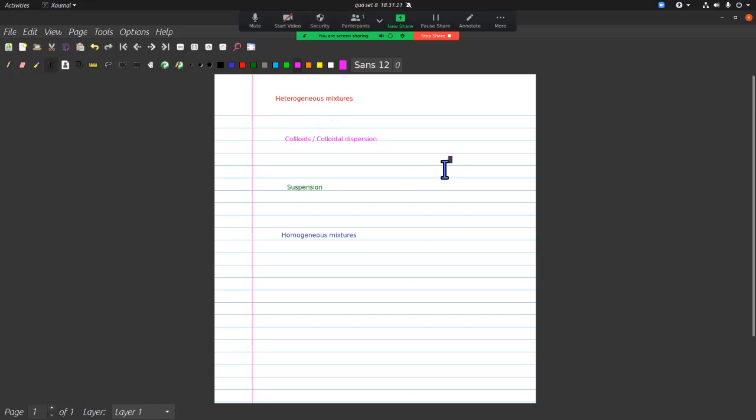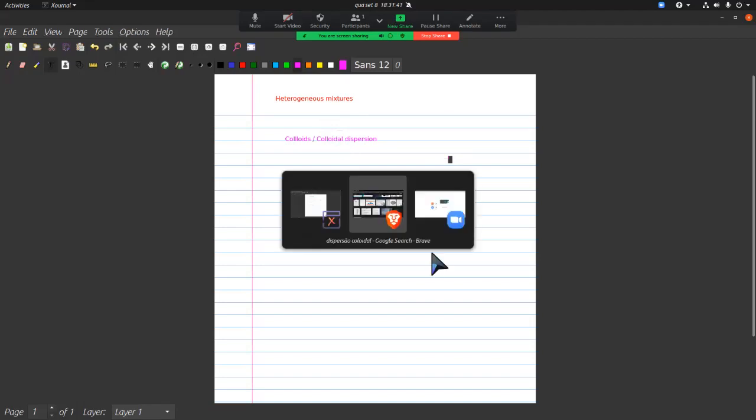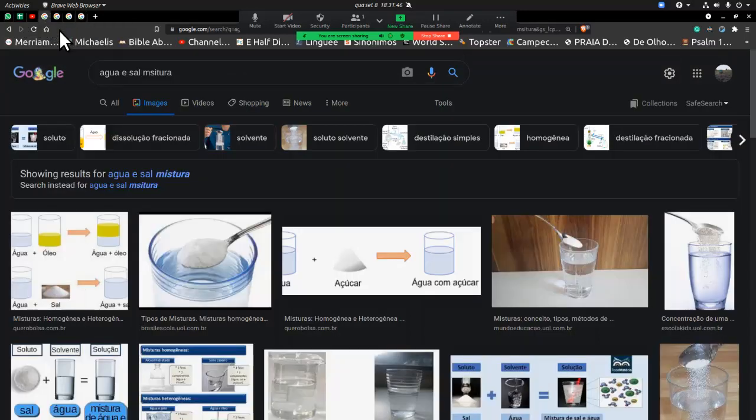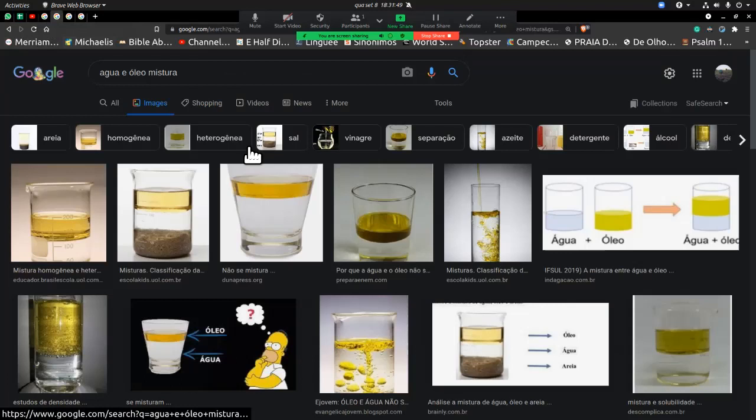So we can see that hetero is different. Sorry. Heterogeneous mixtures are those that have two or more distinguishable phases. So for instance, water and oil, we can see two different phases, and if we stir them up, it's not going to change anything.